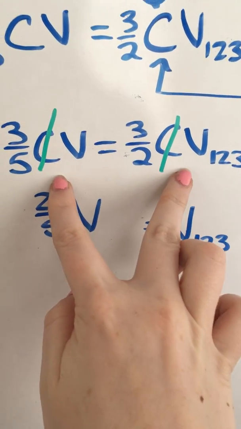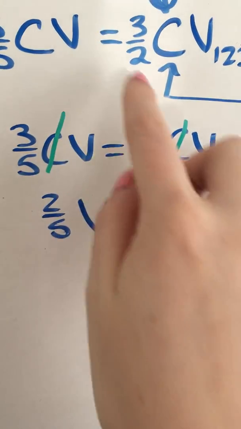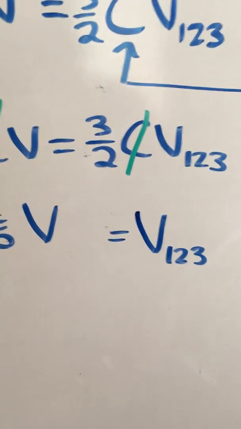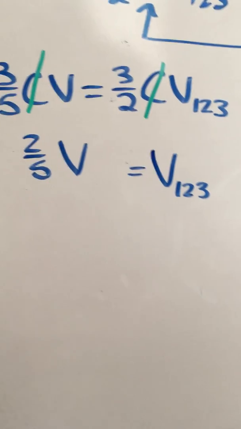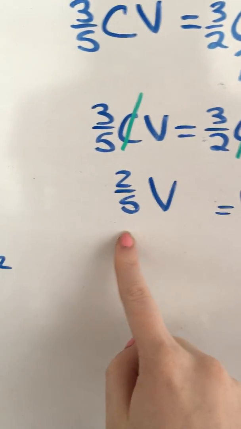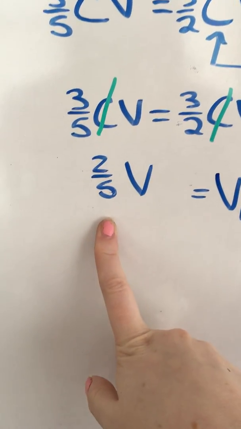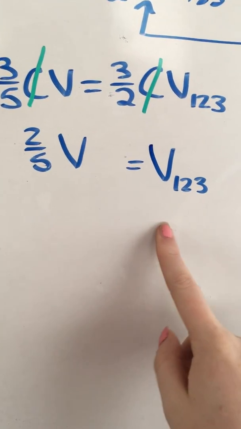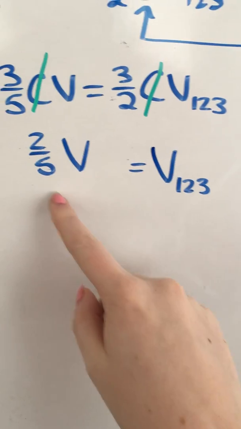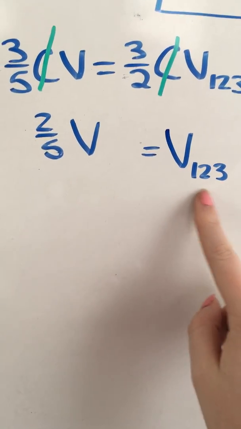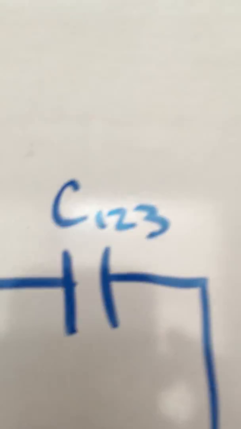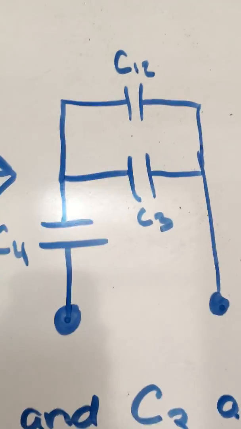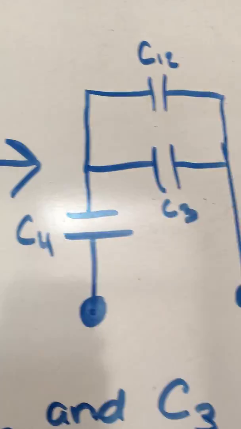So the first thing I did was I divided both sides by C. Since both of these C's don't have any subscripts, I can cancel them out. And then I just flipped the fraction and multiplied them together, and I got 2/5. So 2/5 is equal to the voltage for capacitor 123. So that would be the capacitor up here. And then coming over here, we have the capacitor split up again.